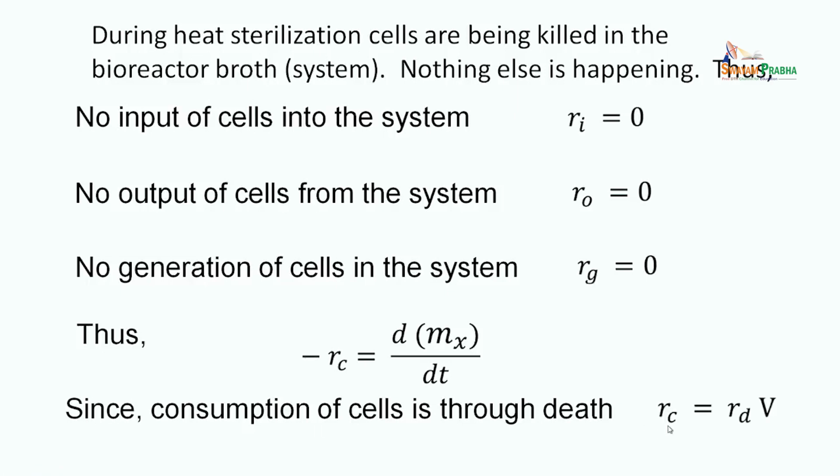Therefore, R_C, which is the rate of consumption of cells on a mass basis, is R_D, which was on a volume basis. Remember, that was on a concentration basis. Concentration is nothing but mass divided by the volume. Therefore, to get mass from concentration, you need to multiply concentration by volume. Therefore, to get a rate that is mass based from a rate that is concentration based, you need to multiply the concentration based rate by volume.